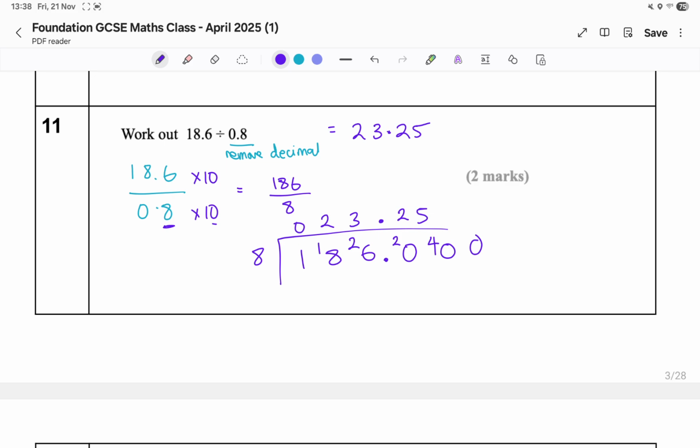So just remember, when you're dividing by a decimal, the most common way to do it is get rid of the decimal first, and then just divide it. If I had something like 18.6 divided by 0.008, I can see there's 3 decimal places, therefore I'm going to times the bottom and the top by 1,000. So whatever the decimal places are, that shows you how many times you need to times it by 10, 100, 1,000, 10,000.